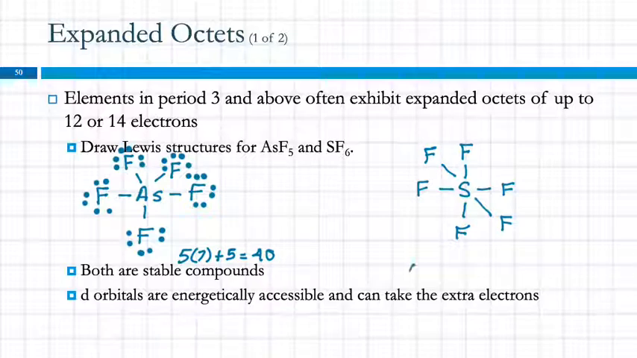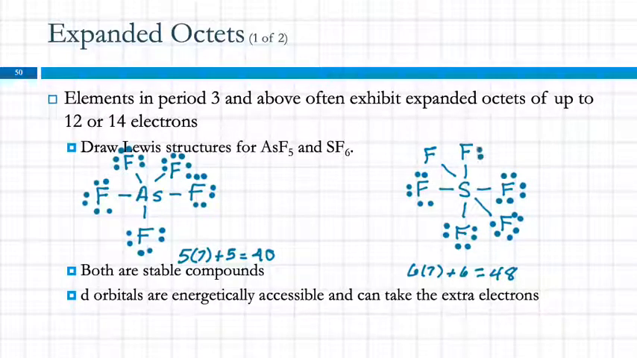Here we have 6 times 7. That's 42 plus 6 is 48. Somebody check my math. 2, 4, 6, 8, 10, 12, 14, 16, 18, 20, 22, 24, 26, 28, 30, 32, 34, 36, 38, 40, 42, 44, 46, 48. Phew.